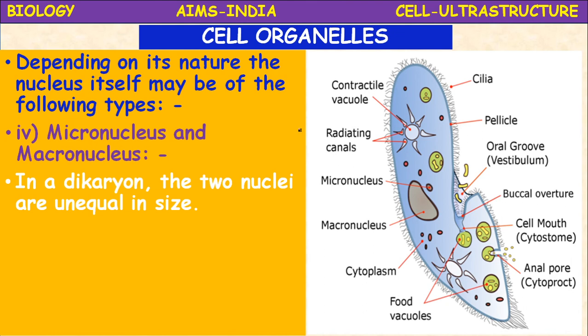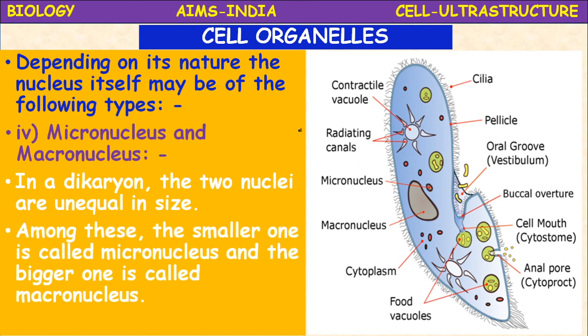In a dikaryotic cell, which contains two types of nucleus, the two nuclei are unequal. They are of different size. Among these, the smaller one is the micronucleus and the bigger one is the meganucleus or macronucleus. For example, what is this animal, children? What is this structure? This is paramecium.